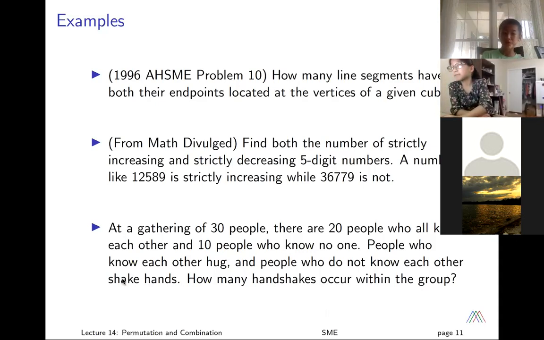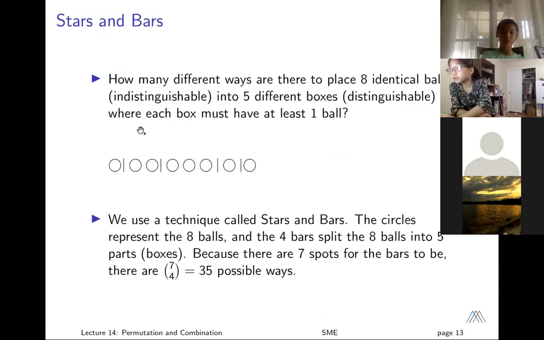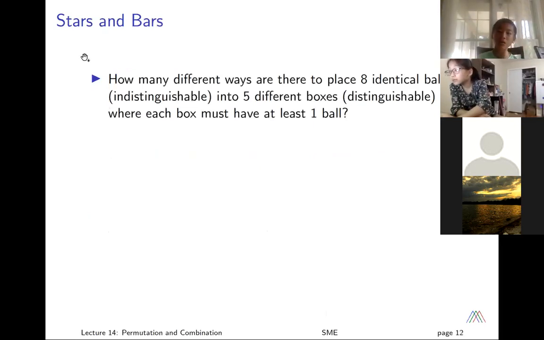Okay, so on to the last topic, which is called stars and bars. How many different ways are there to place 8 identical balls into 5 different boxes, where each box must have at least a ball?